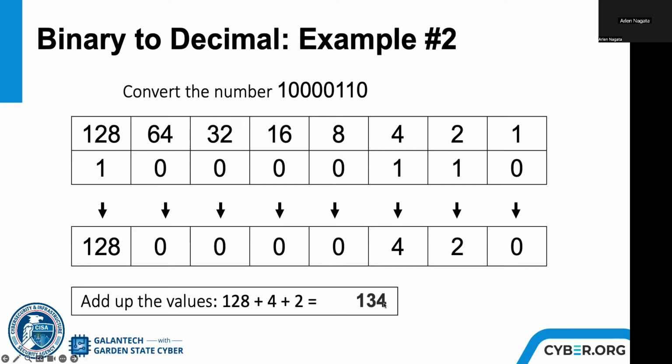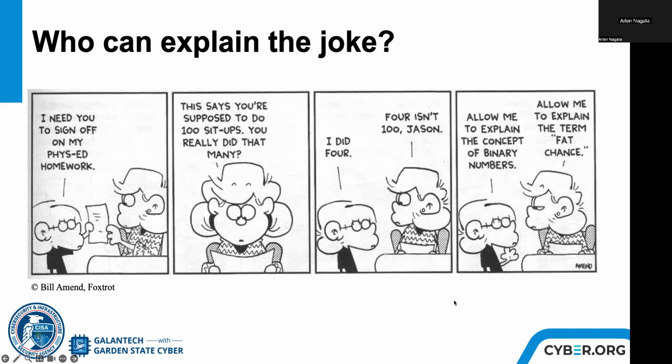Okay, and once you start to get this, you can then explain this joke. I need to sign you off on my phys ed homework. This says you're supposed to do 100 sit-ups. You really did that many? I did 4. 4 isn't 100, Jason. Allow me to explain the concept of binary numbers. Allow me to explain the term fat chance. So if you understand binary, you get the joke.